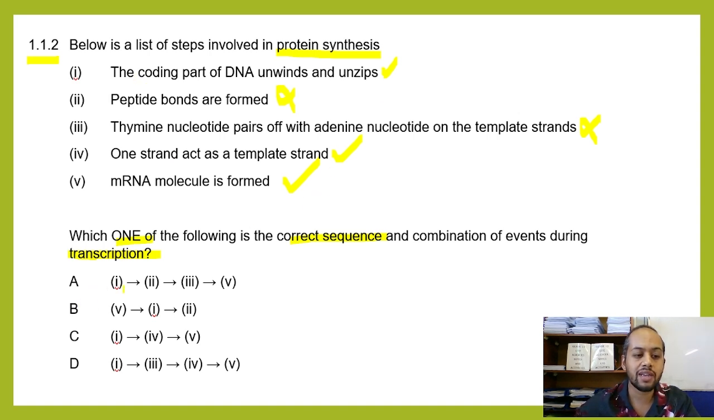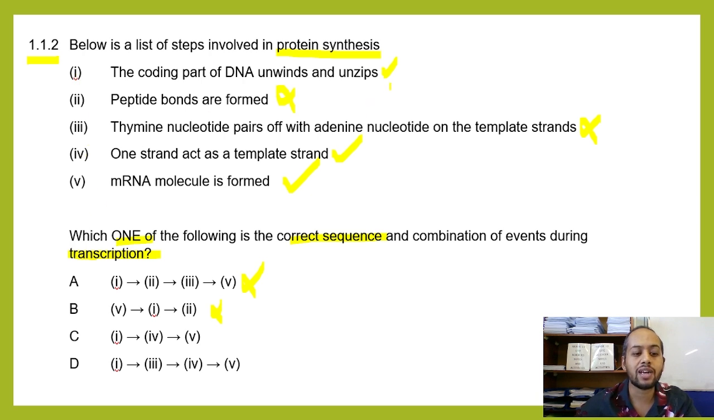So let's go to A. It says 1, 2, 3, and 5. But we see that 3 is incorrect, therefore A is out. 5, 1, and 2. No, that's not correct. 1, 4, and 5. That is what we ticked.